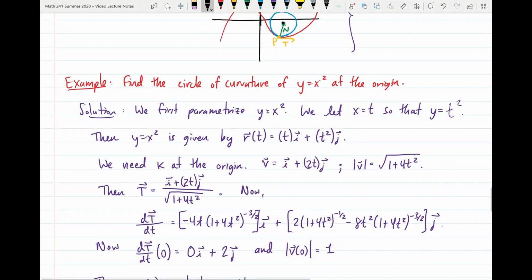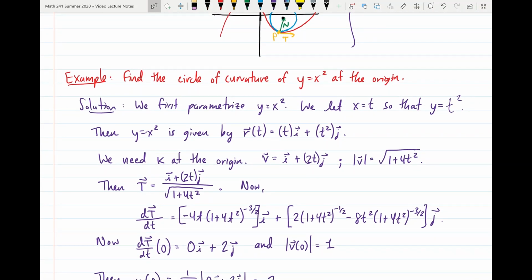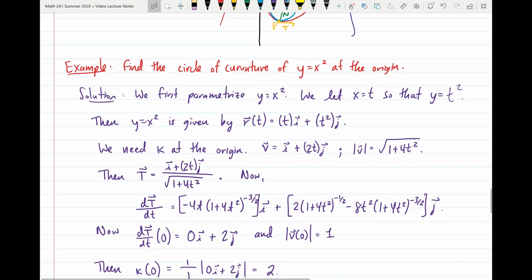Okay, so let's move on to an example where we're finding the circle of curvature. Let's say we have the function y equals x squared, which is graphed in the plane, and we want to find the circle of curvature of y equals x squared at the origin.